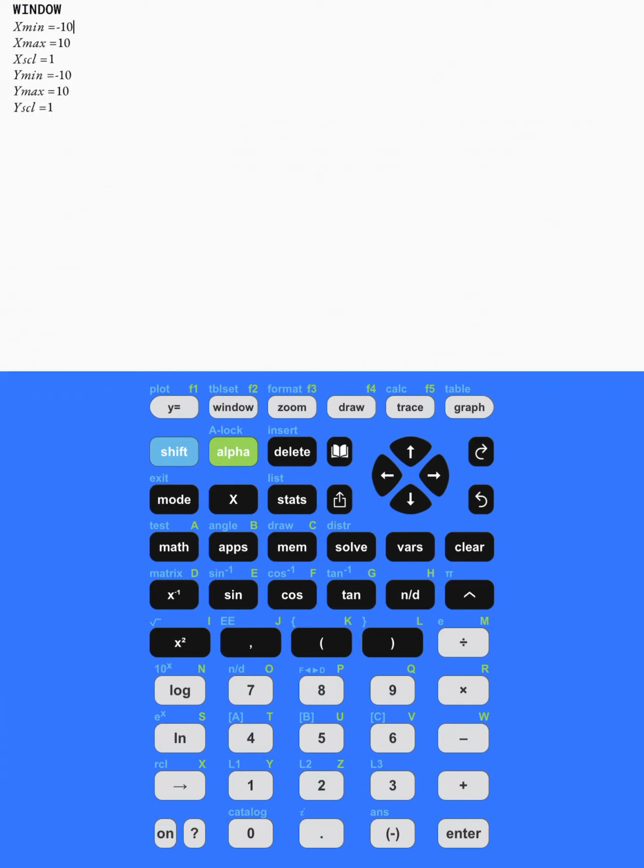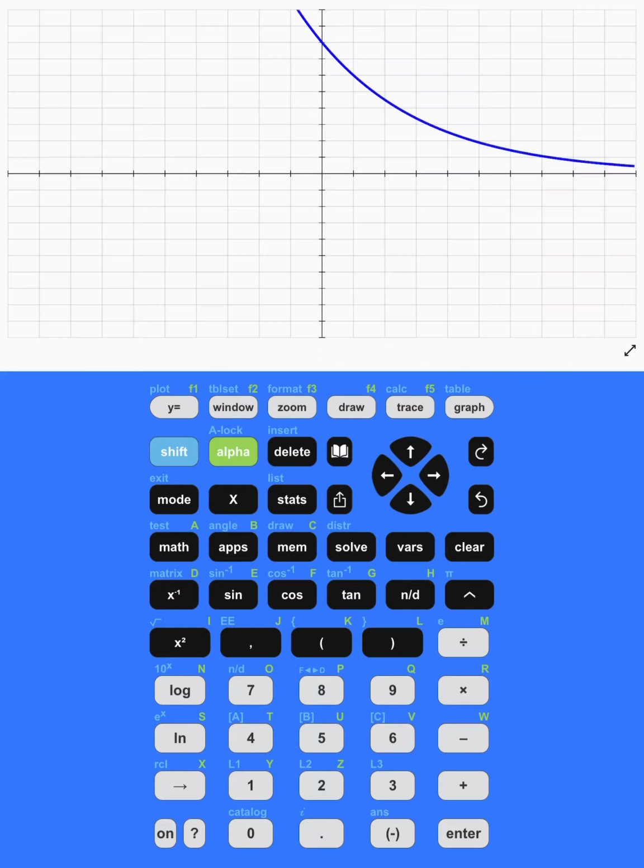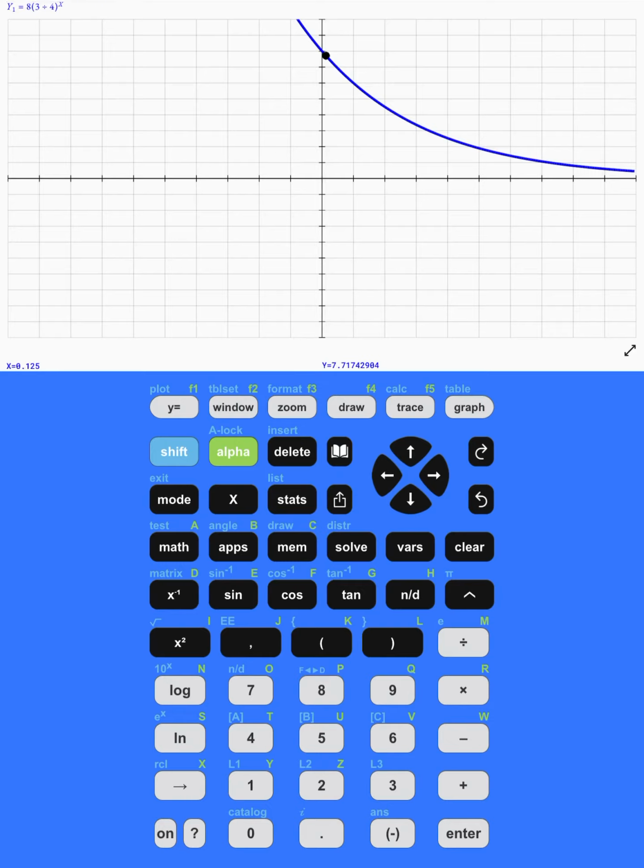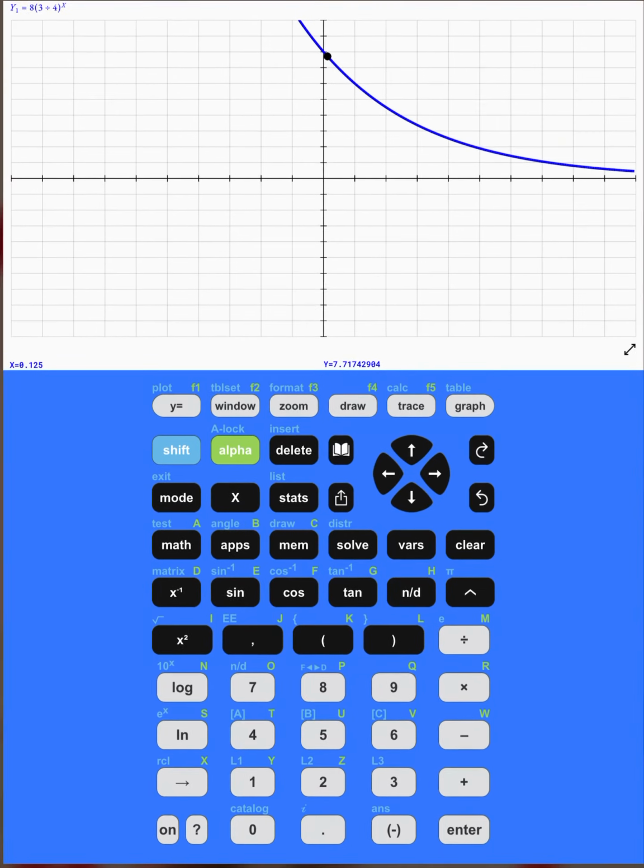Okay, so I'm going to use the standard window, -10, +10, -10, and +10. The scales should be 1. So I'm graphing it, and then I get something like this. Okay, so if you look, it's going down to the right. So it starts off high and then goes down. So we're going to sketch what this looks like.